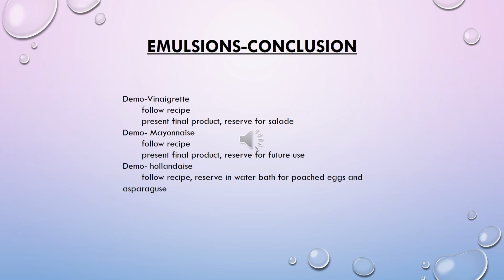You will follow the recipe for a basic vinaigrette, present the final product for tasting, and we will reserve it for salad with dinner. Then the mayonnaise, we will follow the recipe, present the final product for tasting, and we will label and store for future use. The hollandaise, we will follow the recipe, reserve in water bath, and we will use that to have with poached eggs and steamed asparagus for our meal today.